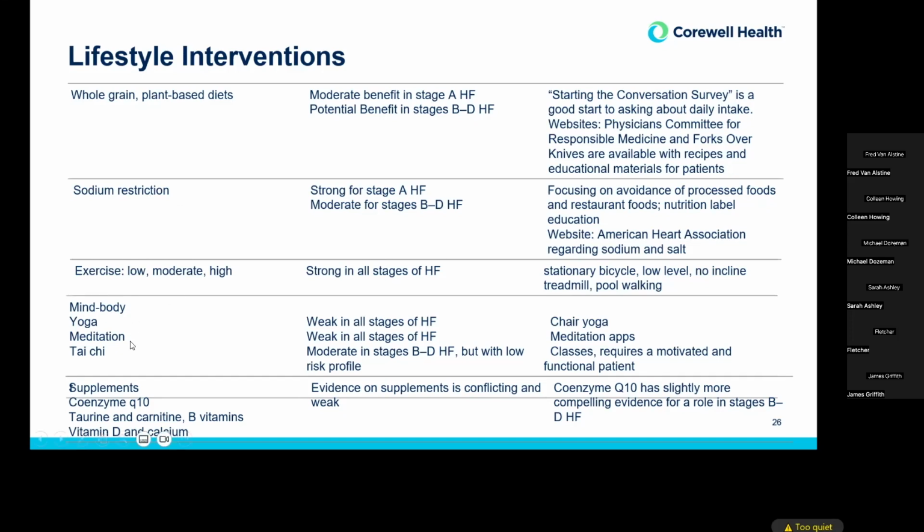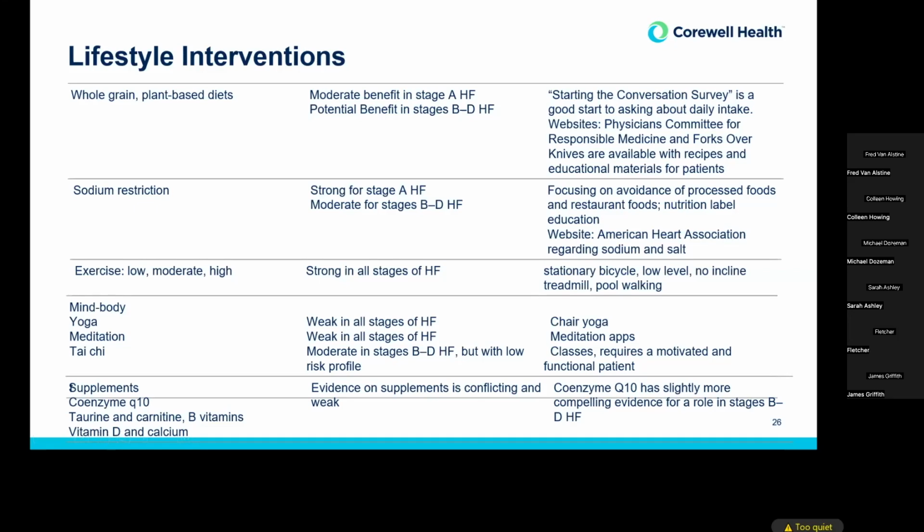The other piece, the mind body, yoga, those kinds of things, the Tai Chi, it's shown to have moderate effect in stages B and D of heart failure. But the thing of it is, there's a very low risk profile. If patients are open to using any of these mind body techniques, I will always talk about it with them because it does show to have moderate effect. And again, there are no side effects.